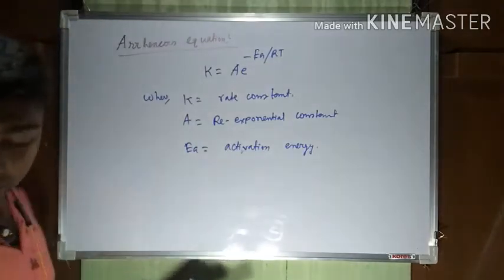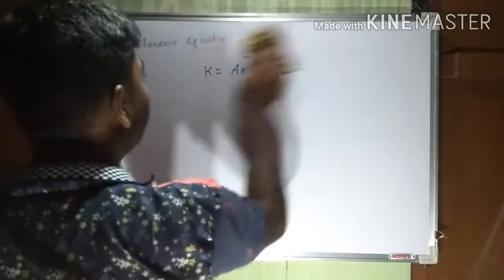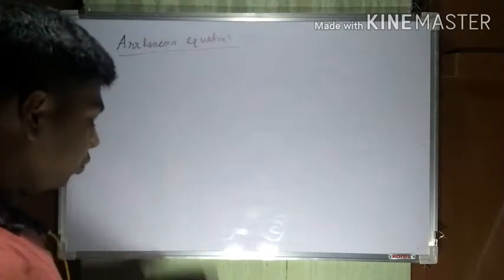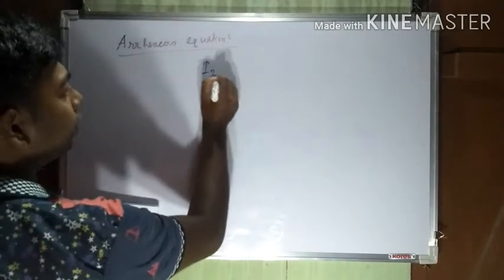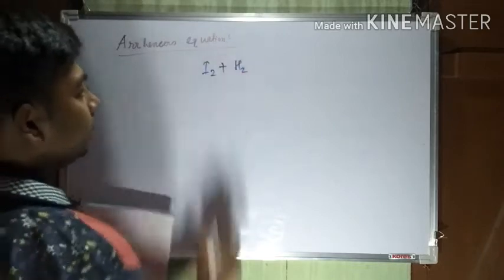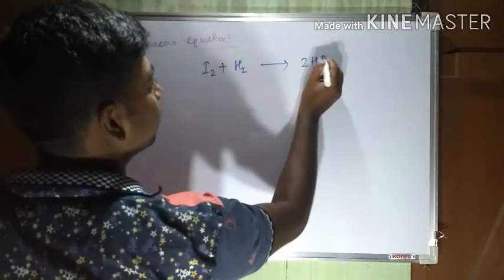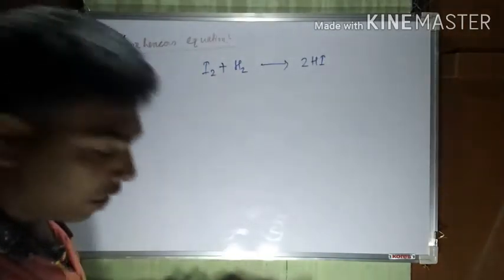Now let us take an example of a reaction, to understand it in a better way. Suppose I2, an iodine molecule, reacts with H2 and produces 2 molecules of HI. This is an I2 molecule, H2, and HI, hydrogen iodide.